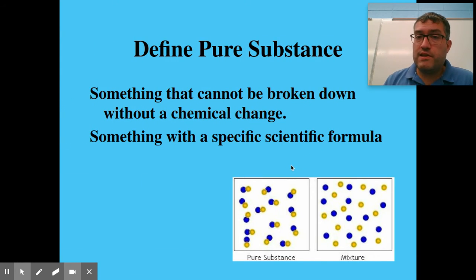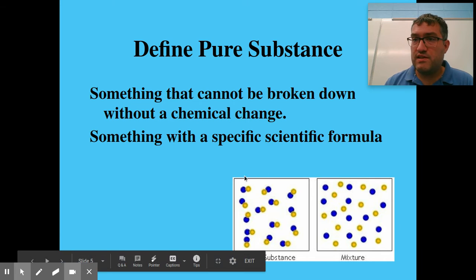A pure substance, on the other hand, is something that cannot be broken down physically. You can't separate it. Instead, you have to use chemical means. You have to use a chemical reaction. And it also has a very specific chemical formula. So a substance like this might be NaCl, sodium chloride. That is a formula for a pure substance. This mixture doesn't really have a formula for it. So if I have a formula, it's probably a pure substance, and if I don't, it's probably a mixture.